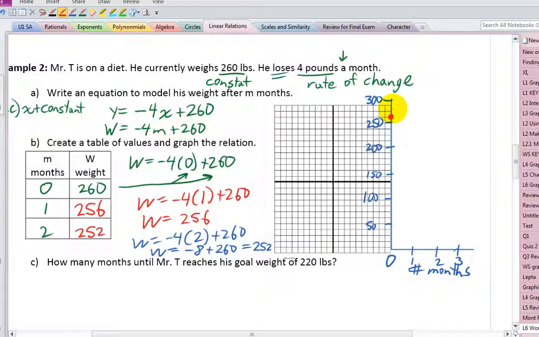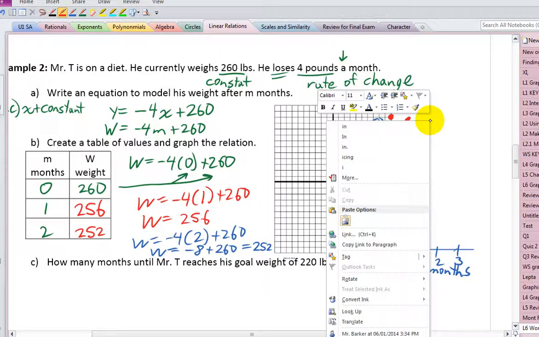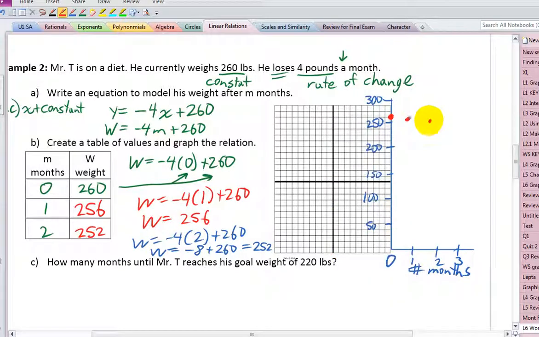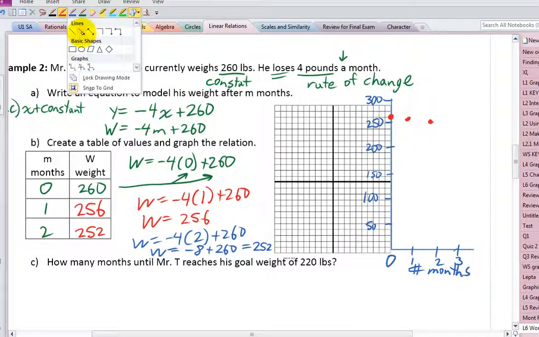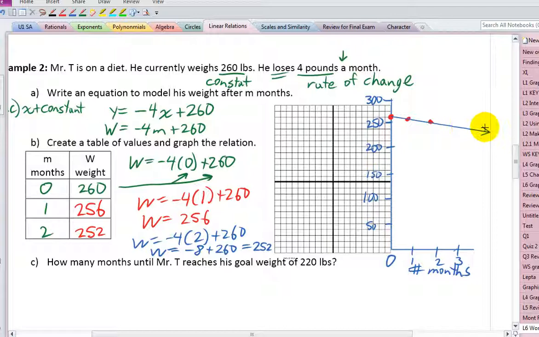Okay, that's somewhat accurate enough. Then after 1 month, fell just a tiny bit. After 2 months, fell just a tiny bit more. Good. And so what kind of line we're going to look at? We're going to look at one that starts at 260 and continues on down.